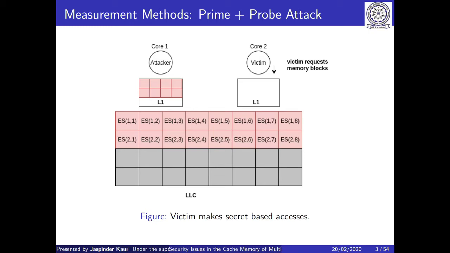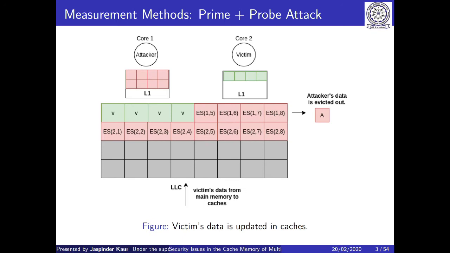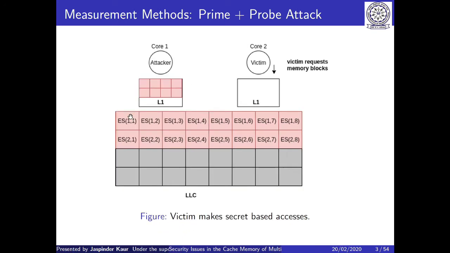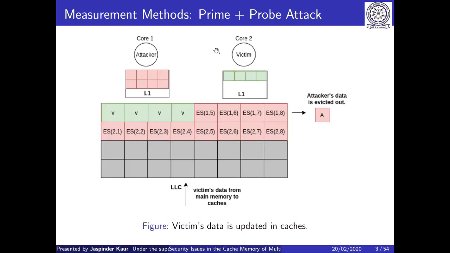So suppose after the prime phase, the victim requests some memory blocks, and those memory blocks also map to set 1. So what will happen? There is no space here in L2. If you see here, this is the LLC, and if you see set number 1, there is no space left. Everything is filled by the blocks of the attacker. So if the victim requests some memory blocks, and these blocks also map to set 1, then we have to remove some blocks of the attacker and place the victim's blocks. This situation will be transformed to this situation after the victim requests some memory blocks.